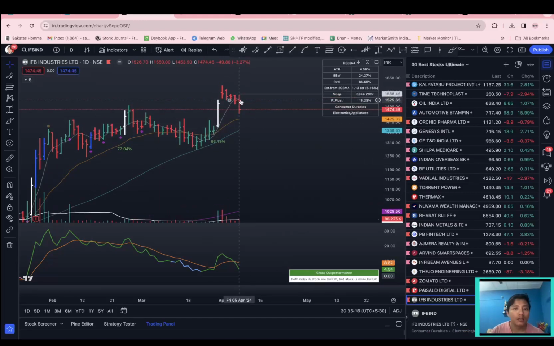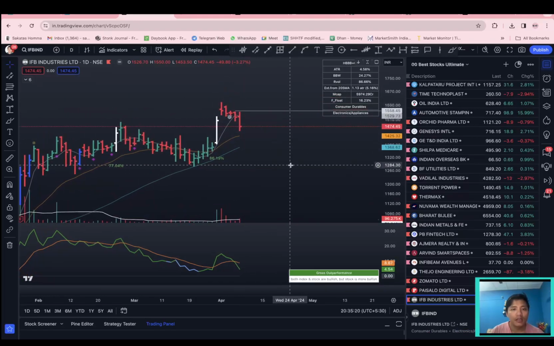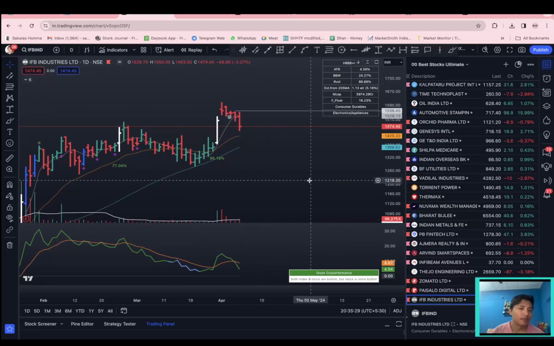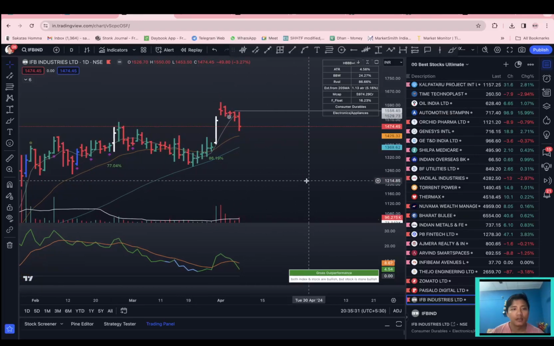IFB was a good one until today, but sometimes I've seen, I mean, not sometimes, but the price action, how it works is, yeah, I just say that this still might work. Okay.